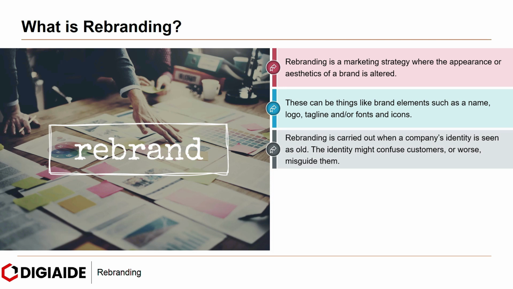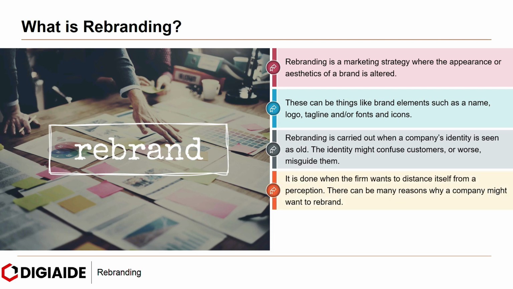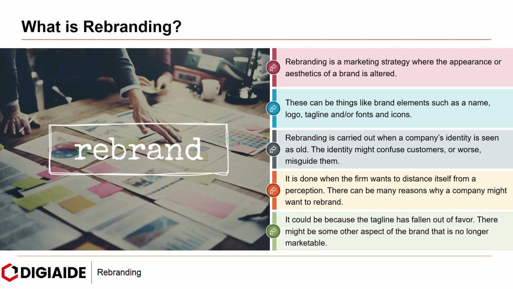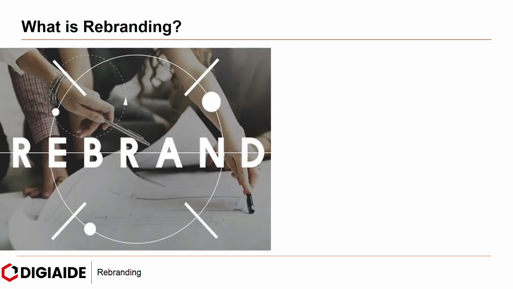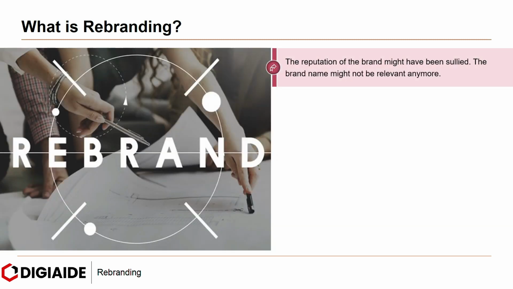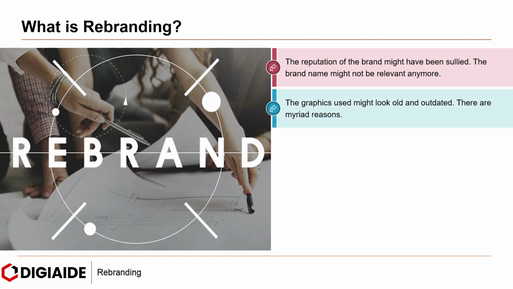Rebranding is carried out when a company's identity is seen as old. The identity might confuse customers or worse, misguide them. It is done when the firm wants to distance itself from a perception. There can be many reasons why a company might want to rebrand. It could be because the tagline has fallen out of favor. There might be some other aspect of the brand that is no longer marketable. Moving on, the reputation of the brand might have been sullied. The brand might not be relevant anymore. The graphics used might look old and outdated.